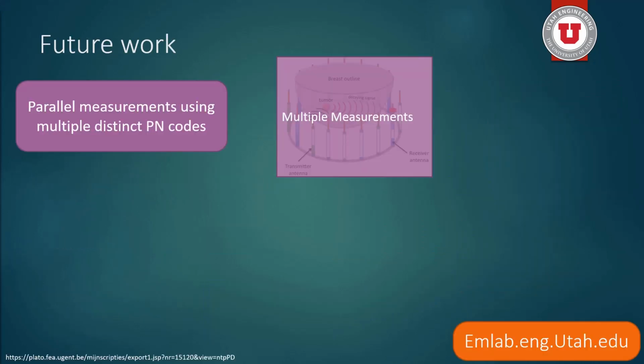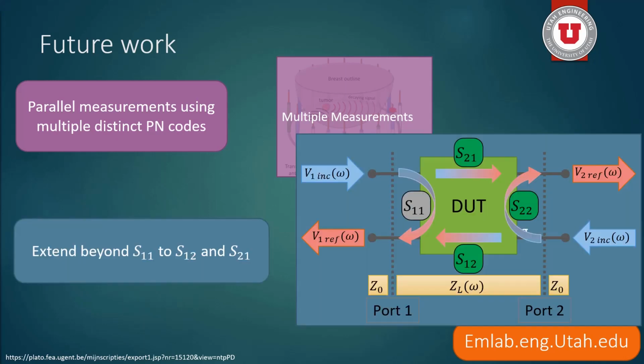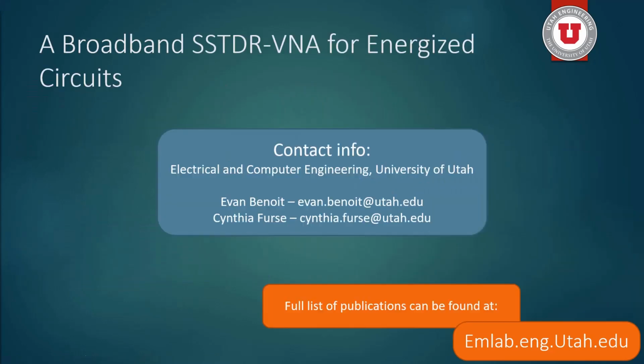Some of our future work is focused on conducting multiple measurements simultaneously by using multiple distinct PN codes. The inherent noise immunity through correlation is an added benefit when launching multiple PN codes simultaneously, as they will not interfere with each other. We would also like to extend the use of STDR and SSTDR for impedance extraction beyond a one-port device, and we'll be able to fully characterize a device under test with a similar scattering parameter matrix to that of a VNA. Thank you for your time.